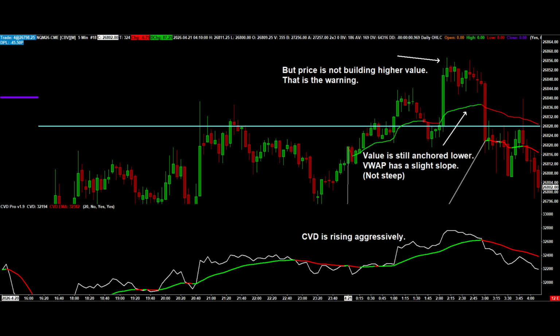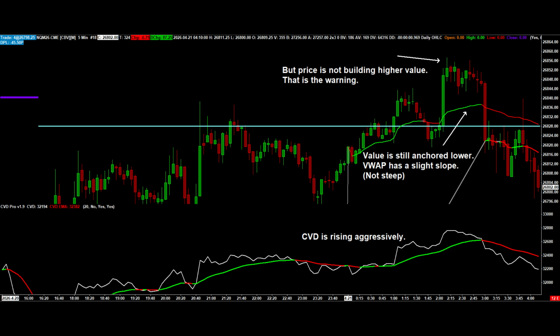Now let's look at CVD Pro. CVD is rising aggressively. That tells us buyers are hitting offers, but price is not building higher value. That is your warning. If aggressive buying is increasing, but value is not migrating, the auction may be absorbing those buyers. This is where breakout traders often get trapped. The market looks strong on the surface, but structurally, nothing has been accepted yet.